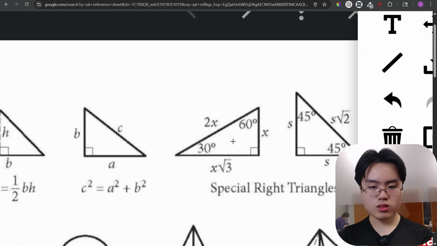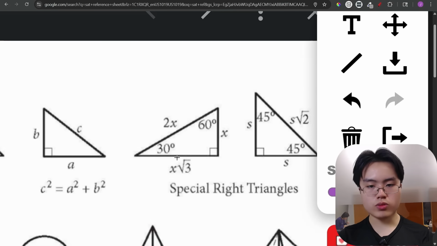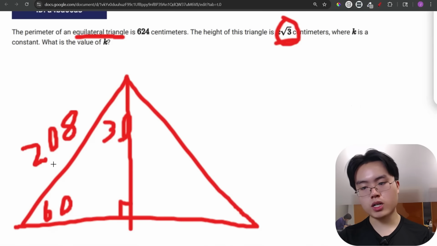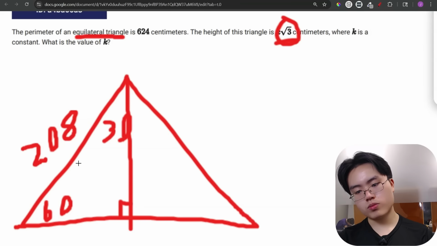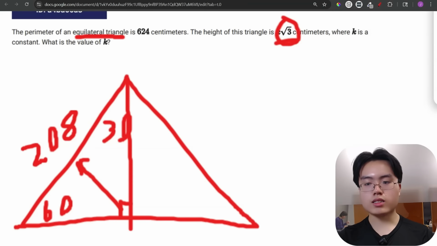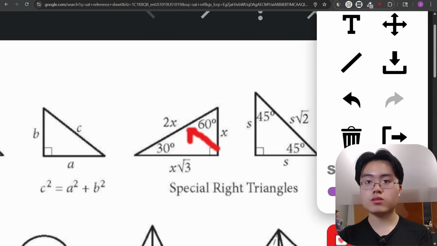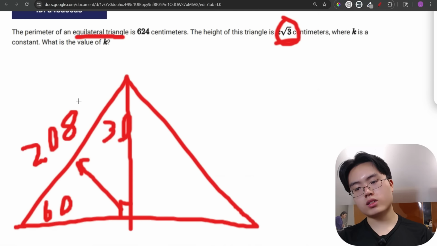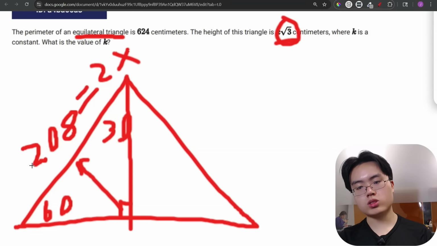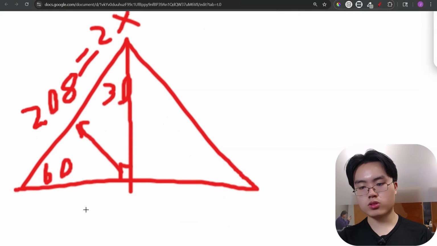This is on the reference sheet, and 2x is what we had, the hypotenuse, right? The side across from the 90-degree angle, that's the hypotenuse. So we know basically 208 is equal to 2x. And how do we get x then? We just divide 208 by 2, which is 104. So x is going to be 104.